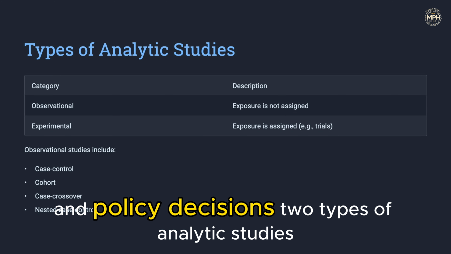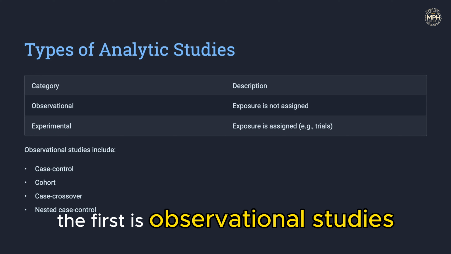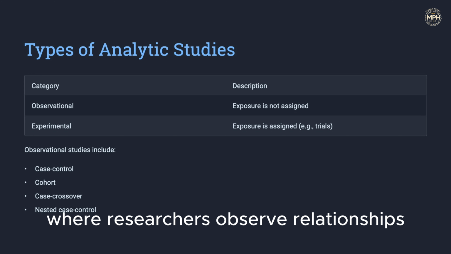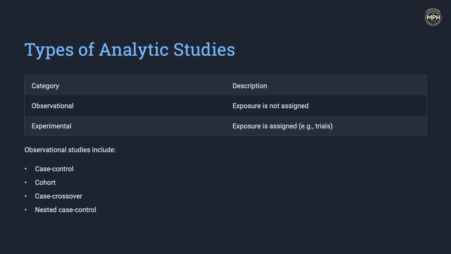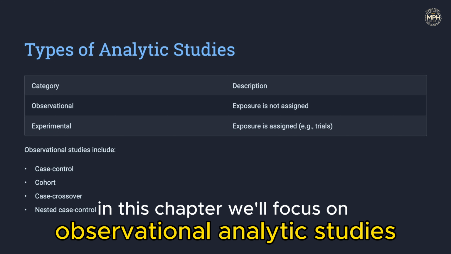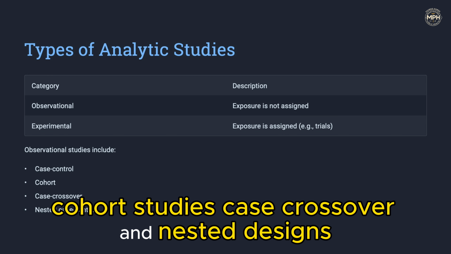Two types of analytic studies. There are two primary categories of analytic studies. The first is observational studies, where researchers observe relationships but do not manipulate exposure. The second is experimental studies, where researchers introduce an intervention to examine its effect. In this chapter, we'll focus on observational analytic studies, which include case control studies, cohort studies, case crossover and nested designs.